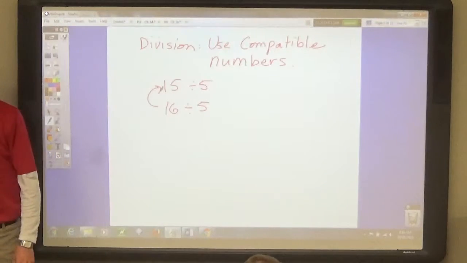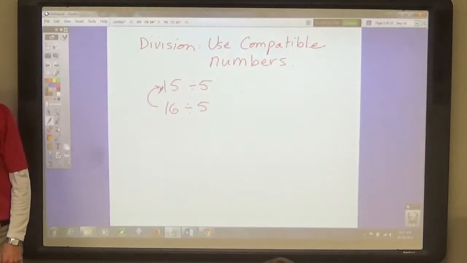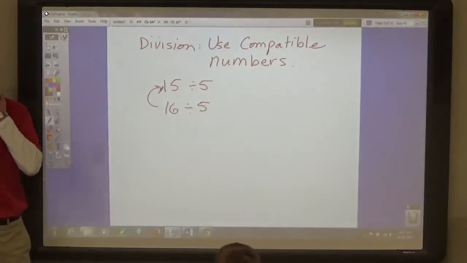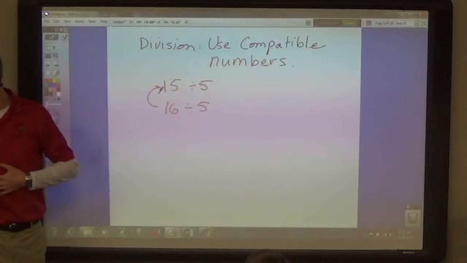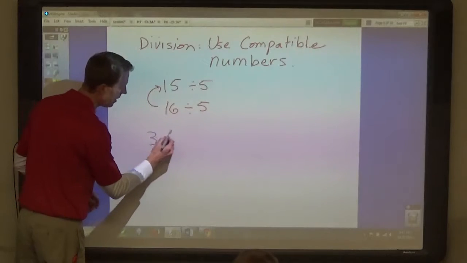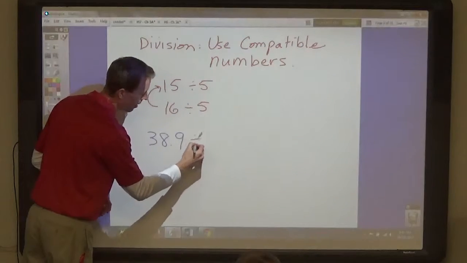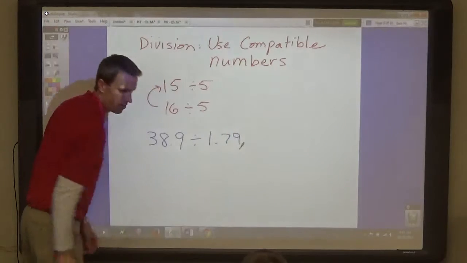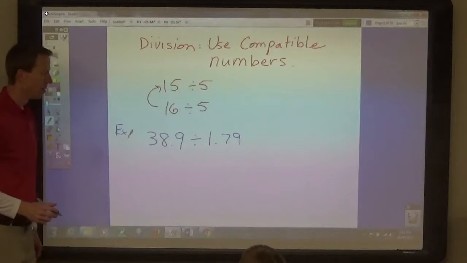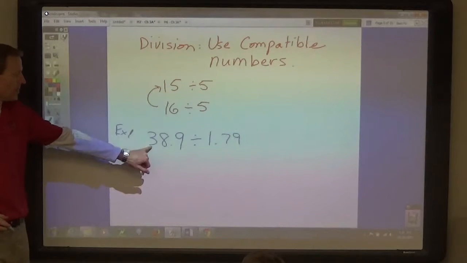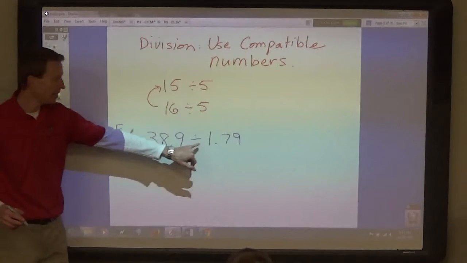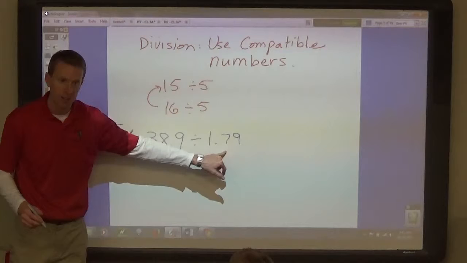Here's an example. 38.9 divided by 1.79. Write down this example. Now, we don't want to round this to 39 because 39 is not compatible with anything in here.